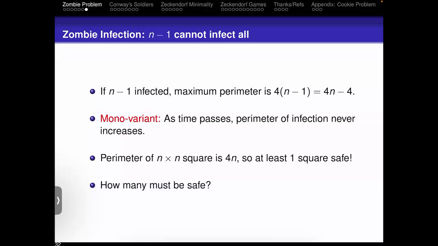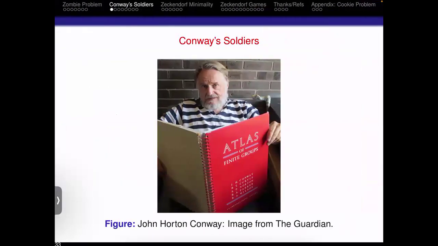And so you should just have a bunch of go-to questions whenever you see a problem. Let me change the dimension. Let me change the rules of the game. Let me change the board configuration. All right, so the next is Conway soldiers.